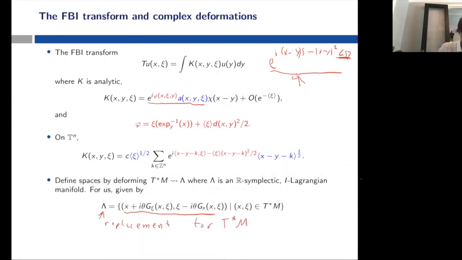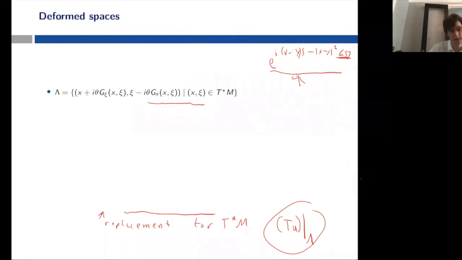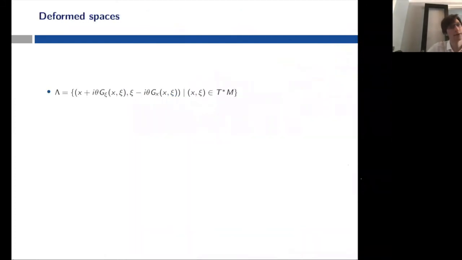So you just take Tu, and you now notice that Tu is analytic in x and xi, and so you can restrict this to Lambda, provided that Lambda is reasonably close to the reals. And so this is now the type of thing you want to make assumptions about. You want to make assumptions that this Tu restricted to Lambda is in L2, up to some weights, which I'm not going to talk about. So this is my Lambda.